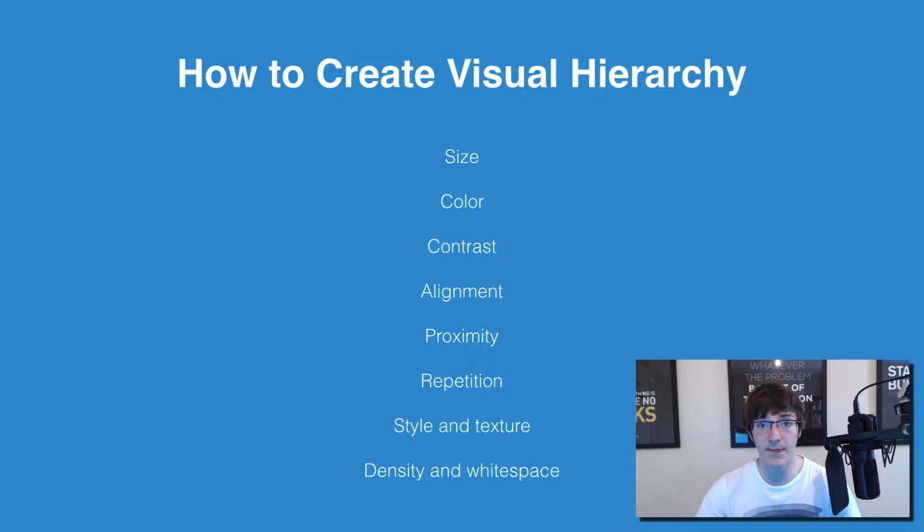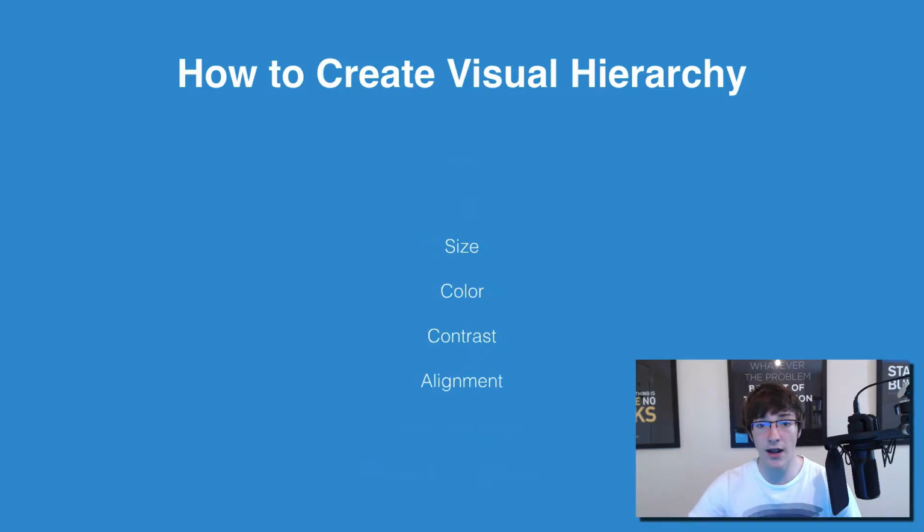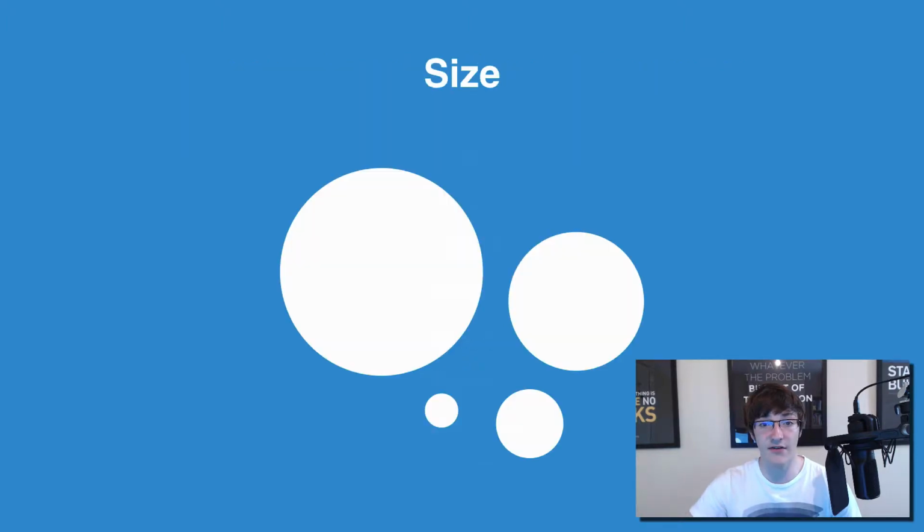So the main ones we're going to be looking at are the first four, which is size, colour, contrast and alignment. These ones I would say can be quite easily grasped, and we can dig further into them, and you'll get a good understanding of how you can quickly implement these into your designs. Once you get a good understanding of these, you'll be able to go and apply them to your own designs. So the first one we're going to look at is size.